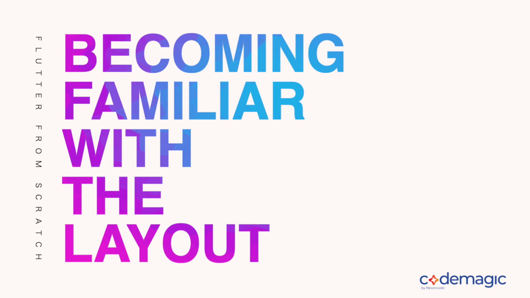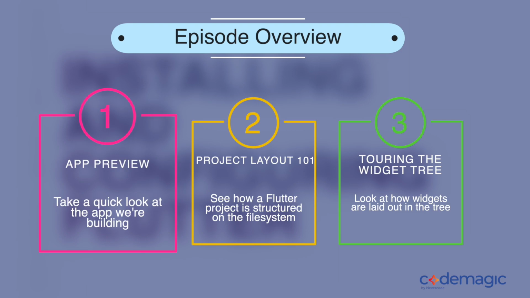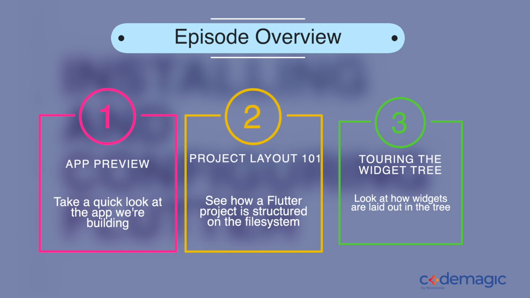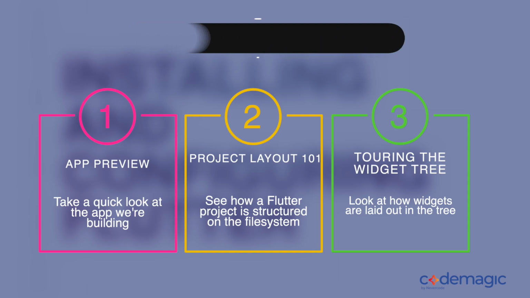In this episode, we're going to look at how a Flutter project is structured. If you're coming from any other sort of development background, like native Android or iOS, this is really important. So the first thing we'll do is have a look at the app that we're going to make together. It's a pretty simple slideshow app, but it'll be good to get started with Flutter. Then we'll have a look at how a Flutter project is structured on the file system, before finally seeing how widgets are laid out in Flutter's UI system.